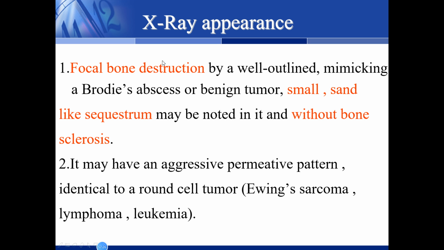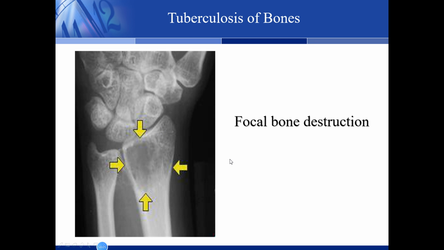Focal bone destruction, and there may be small sand-like sequestrum in it and without bone sclerosis. 2. It may have an aggressive permeative pattern, identical to a round cell tumor, even sarcoma, lymphoma, leukemia. And we will see some cases.